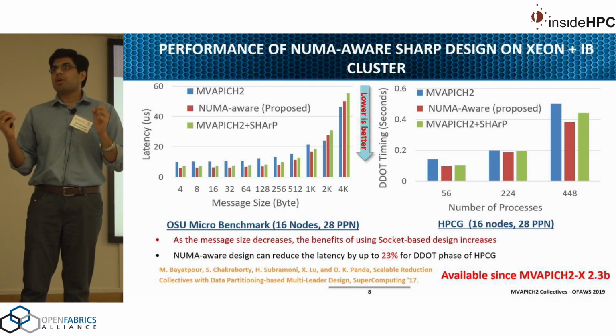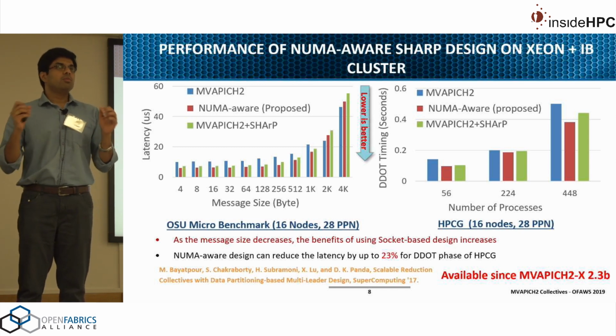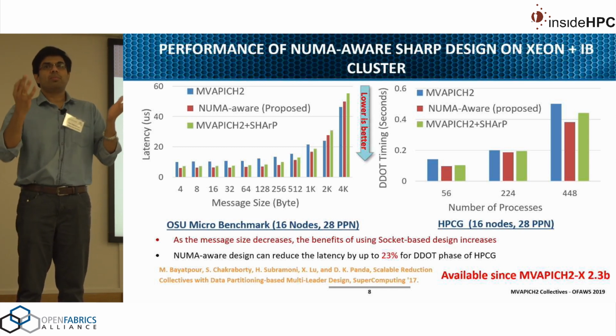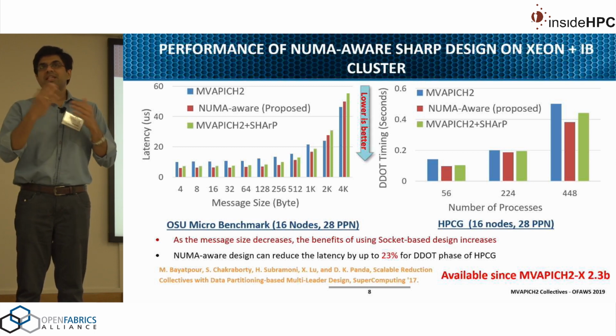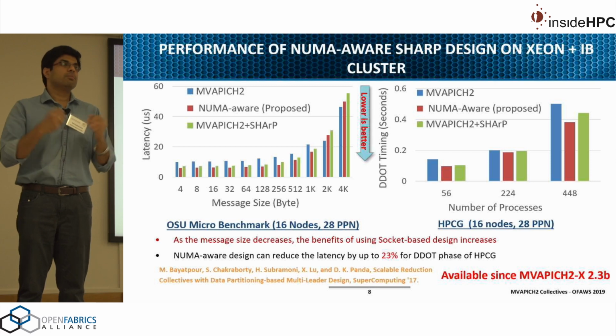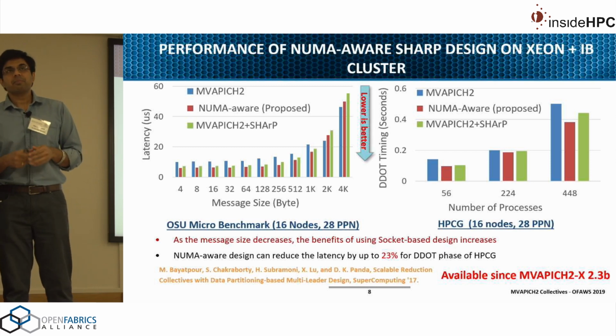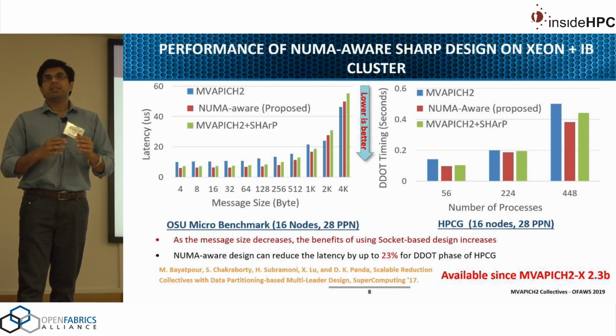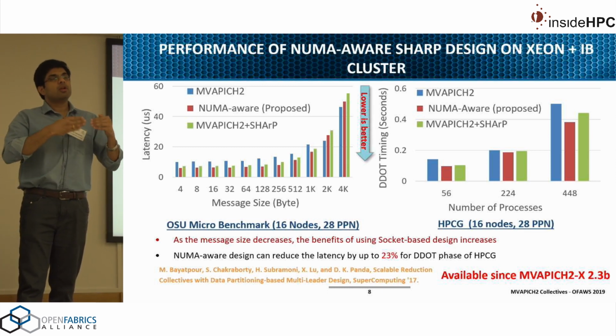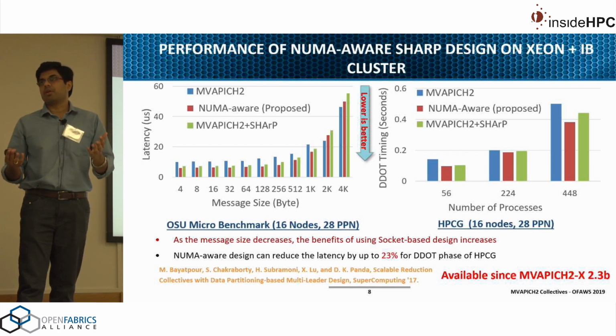If every process on the node tries to join what is called a Sharp group, then you hit a scalability issue in the switch. There is a limit as to the number of processes that can join a particular Sharp group. So if all the processes on a node blindly join the Sharp group, then you will not be able to use Sharp beyond maybe a couple of hundred processes or a couple of thousand processes.